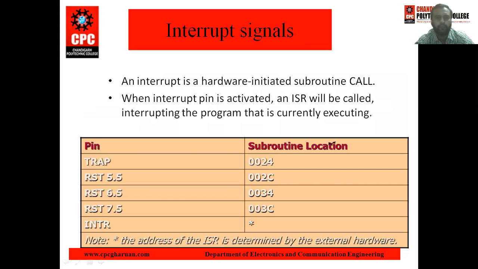Next is interrupts. Your TRAP, RST 5.5, 6.5, 7.5, INTR. The highest priority is TRAP. Second highest priority is RST 7.5, then 6.5, then 5.5, and last is INTR.